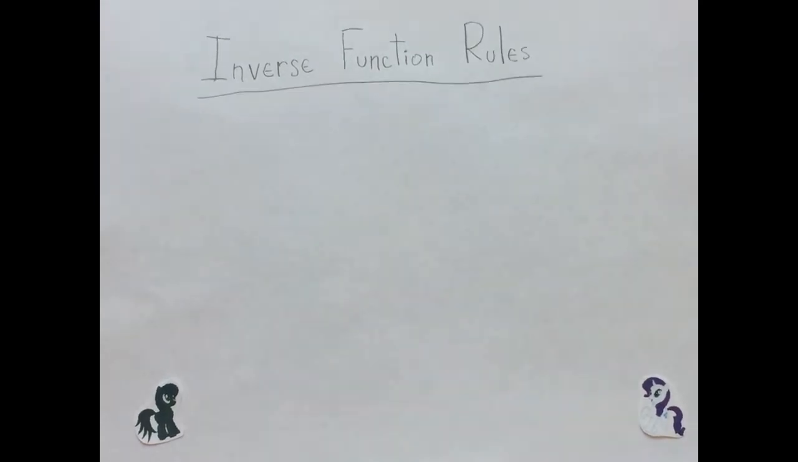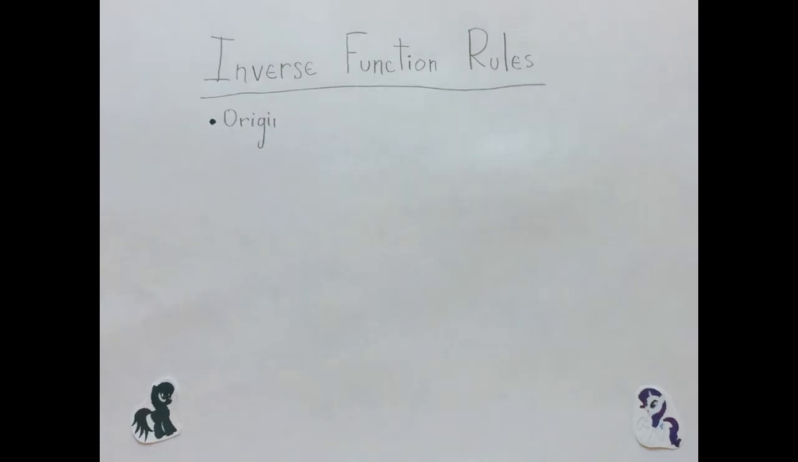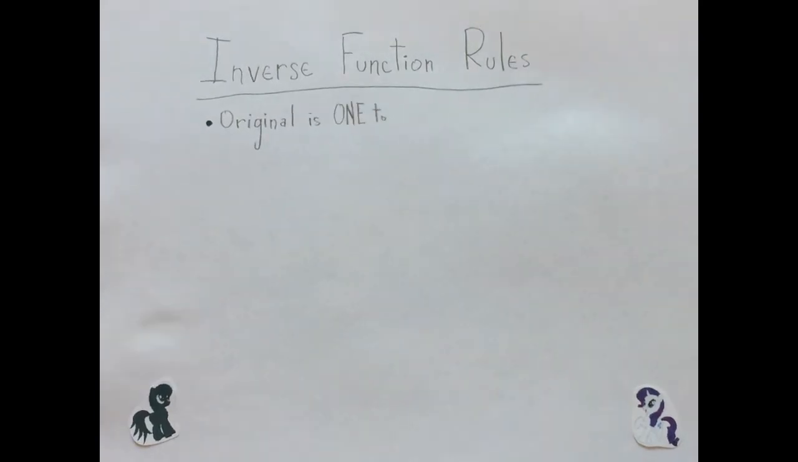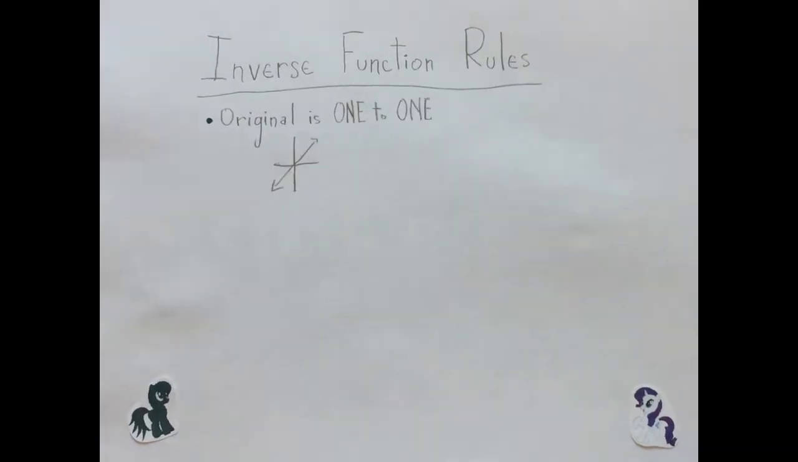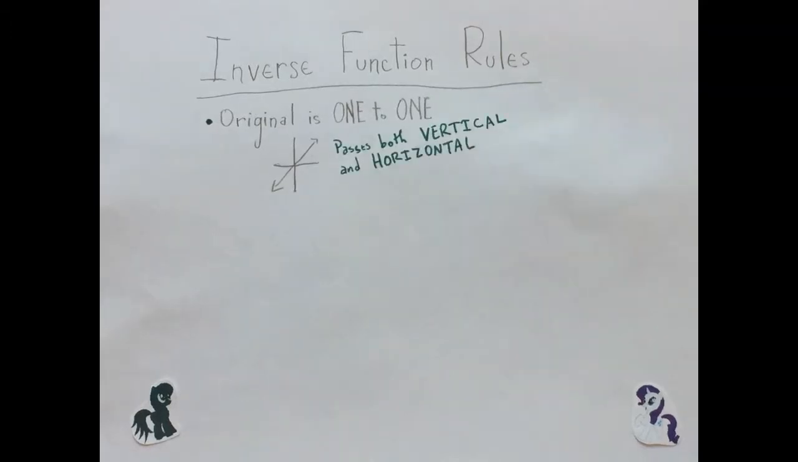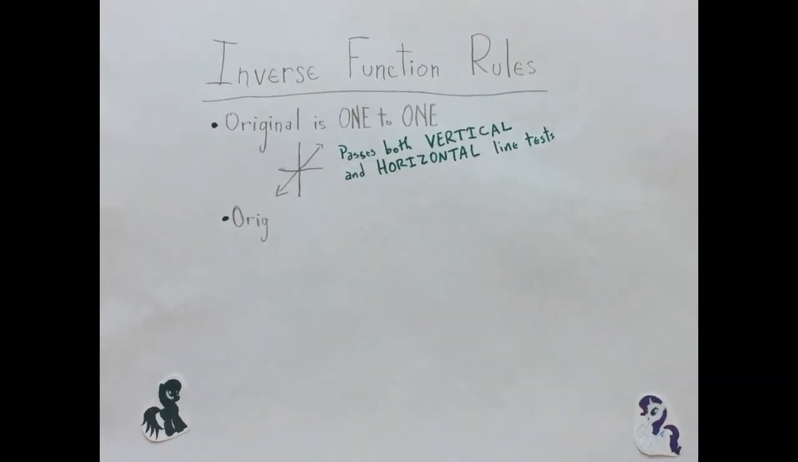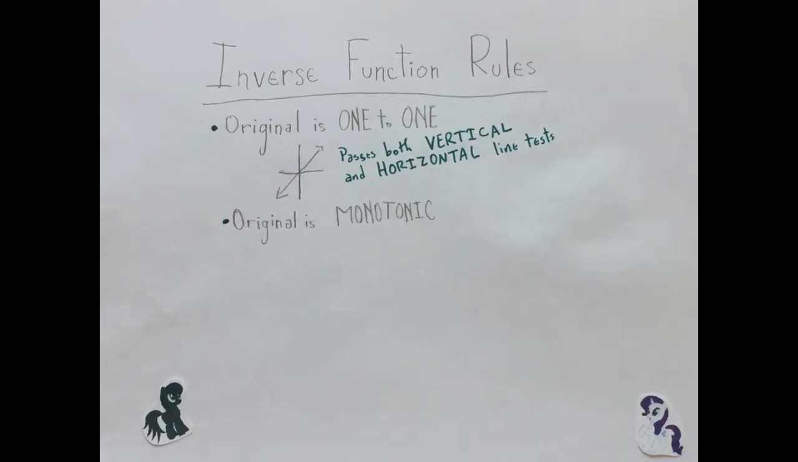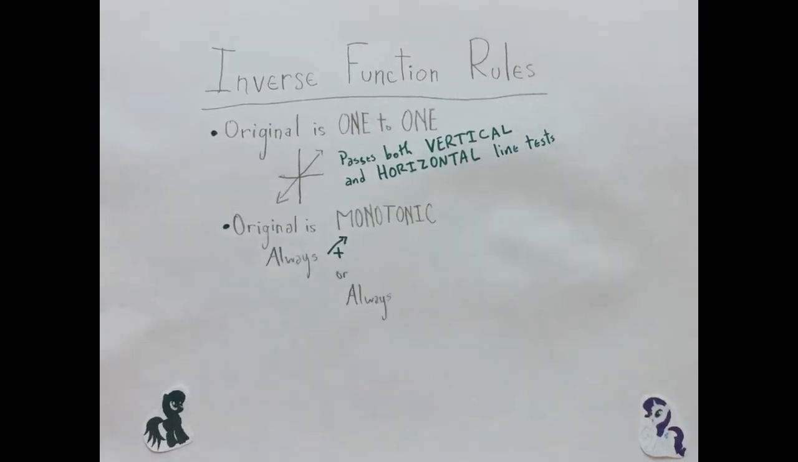In order for an inverse function to exist, the original function must be 1 to 1. In other words, it must have only one y value for every x value and one x value for every y value. The original function must also be monotonic, meaning that it is always increasing or decreasing. It can never change direction.